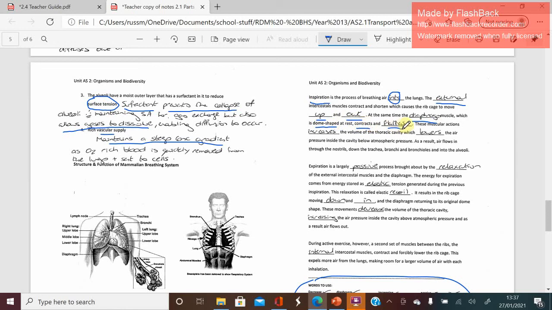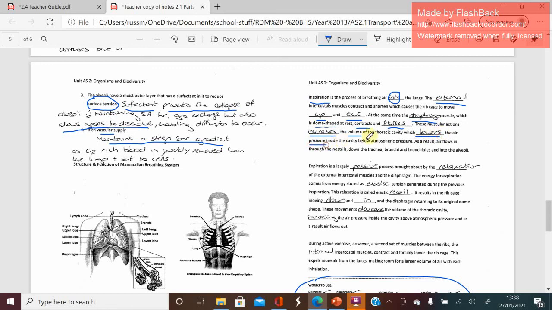flattens. So if you actually rest your abdominal muscles, put your hands on your tummy and breathe in, you'll notice your tummy will push out. And that's because your diaphragm above it is pushing down on your abdomen. Okay. These muscular contractions or actions rather increase the volume. So the volume goes up and the air pressure goes down.